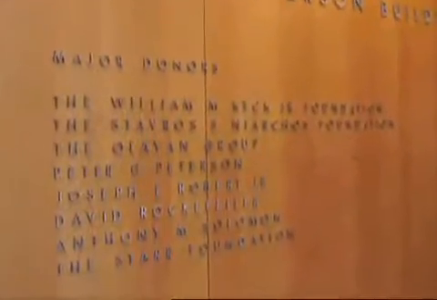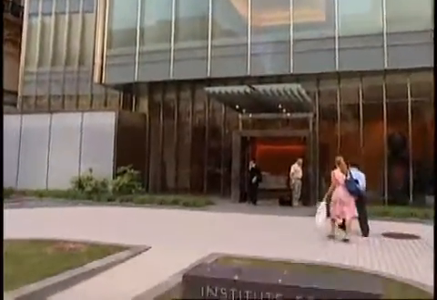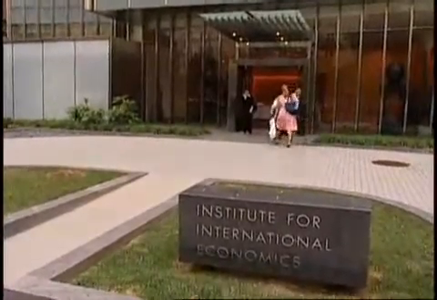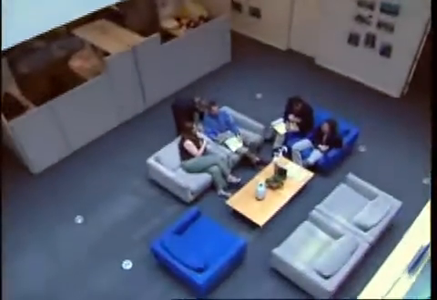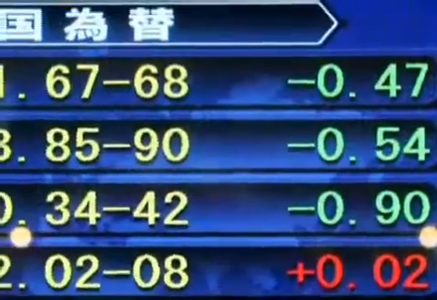Generous contributions made it possible for the Institute to move into its own building in the summer of 2001. The building makes a difference. It gives it a sort of image of this is a place that is successful at what it does and is going to be around for a while. This building is to international economics what the house that Ruth built was to baseball.